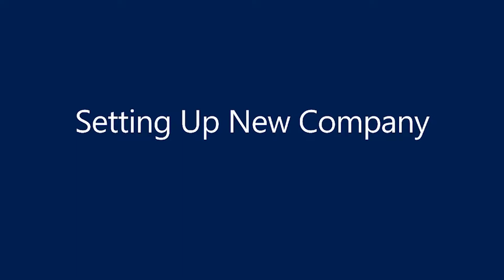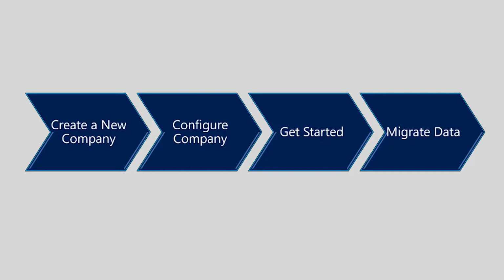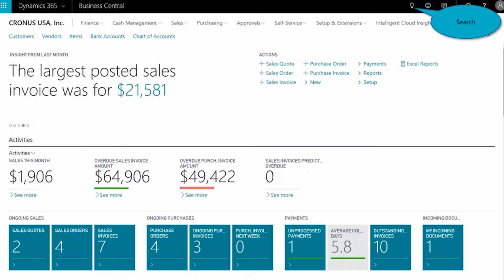In this demonstration, we'll show you the process of setting up a new company in Dynamics 365 Business Central. So the steps that we'll take: we'll create a new company, we'll configure the company with some basic settings, we'll show you how to get started as a new user, and then ultimately migrate some of your data into the application. Let's start by creating a new company.